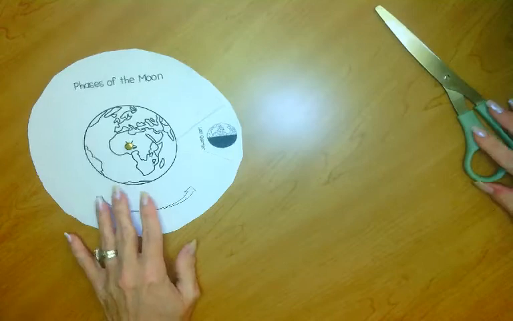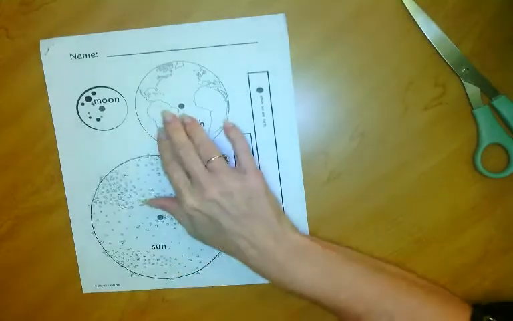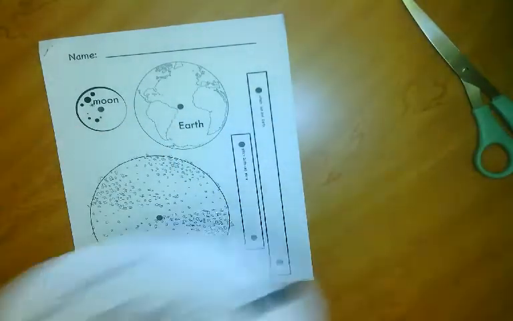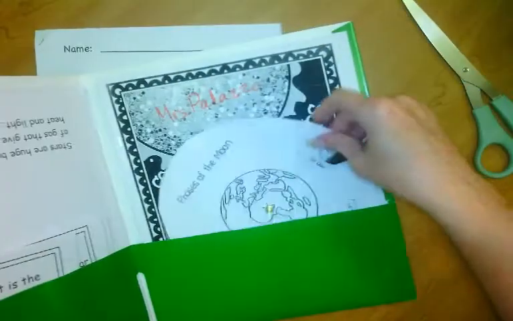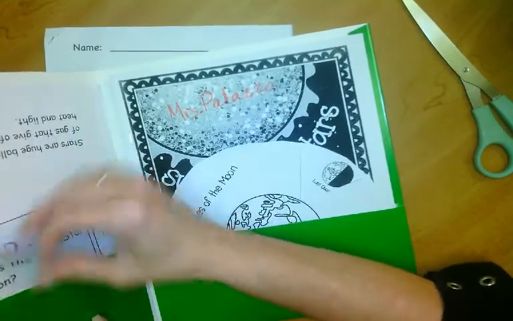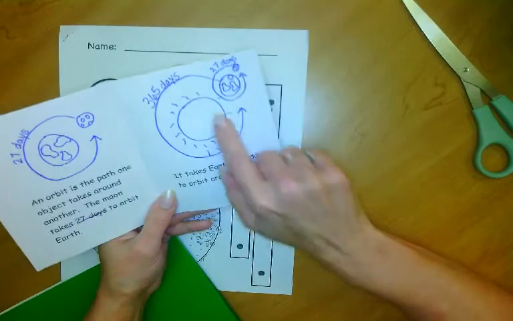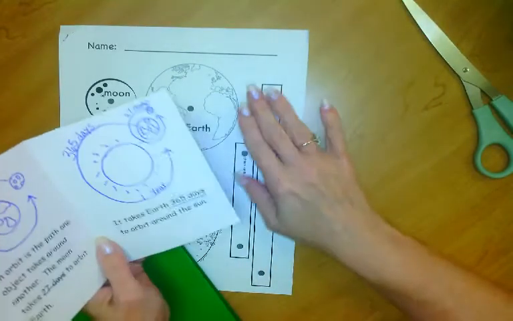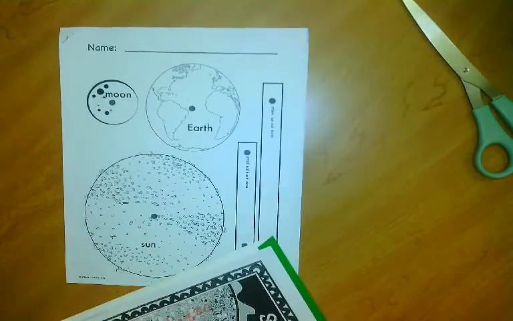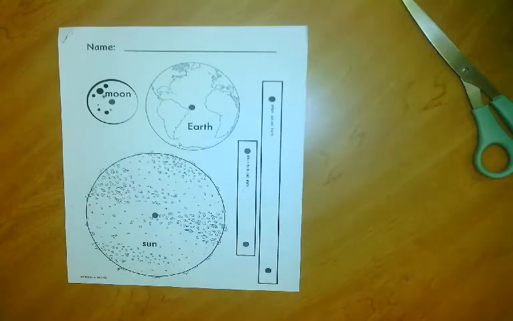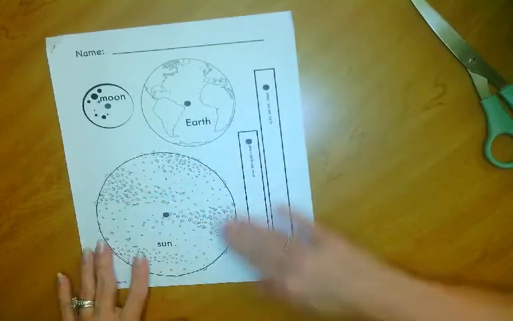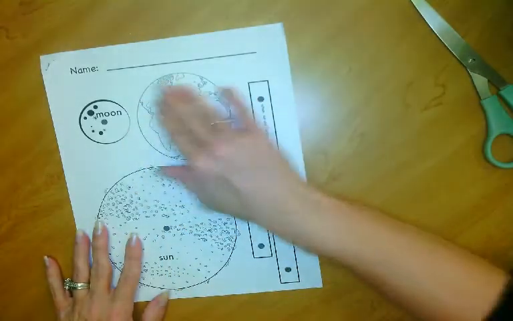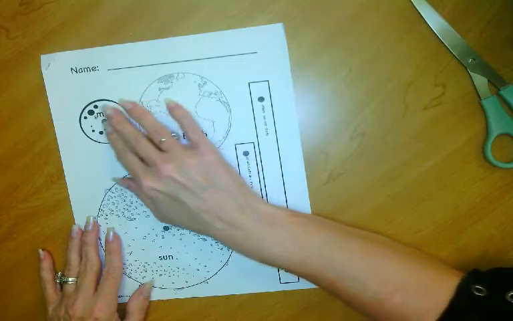All right, and then the other project that you're going to create today is a model of the sun, the earth, and the moon. And it actually reminds me quite a bit, I'm just going to go ahead and put this project in here, of the little orbit book that we did, the picture that I drew right here, where we have the sun and then the earth goes around the sun and then the moon goes around the earth. That's kind of what we're creating with this project here. So the first thing you're going to want to do is color your sun, color your earth, and color your moon.